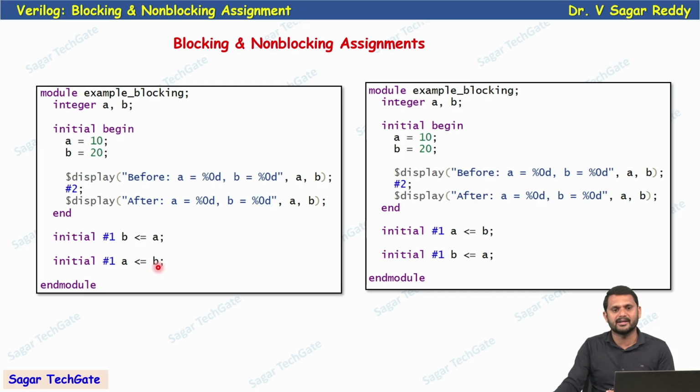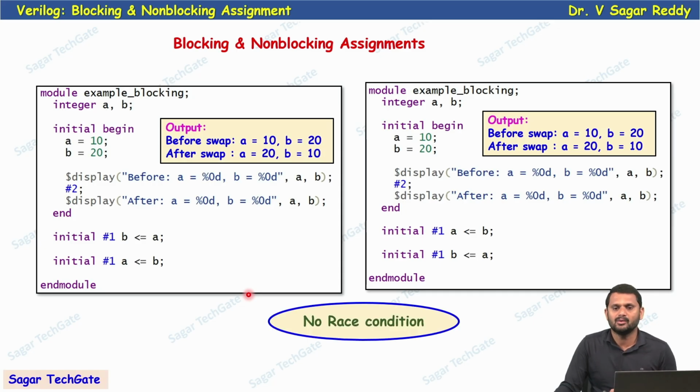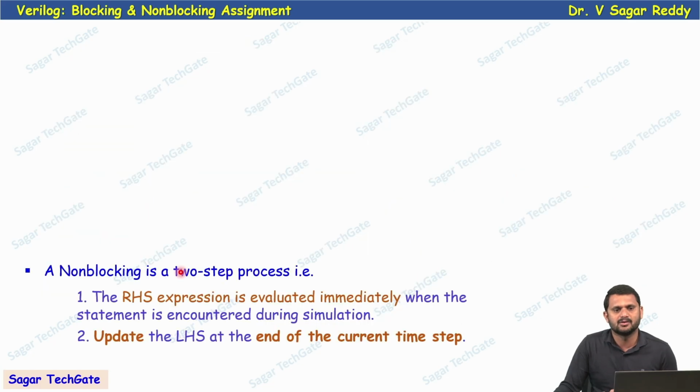But in case of a non-blocking statement, what is that? Now here A is 10. B is not updated as 10. Okay, clear? At the end of the current time step, A is assigned to B, and B is updated as 10. I hope you understand this example, right? Now there is no race condition here, because irrespective of order, we'll get the same output, right? Now remember this: non-blocking is a two-step process. One is the RHS expression is evaluated immediately when this statement is encountered during the simulation, whereas the second step is updating the LHS at the end of the current time step.